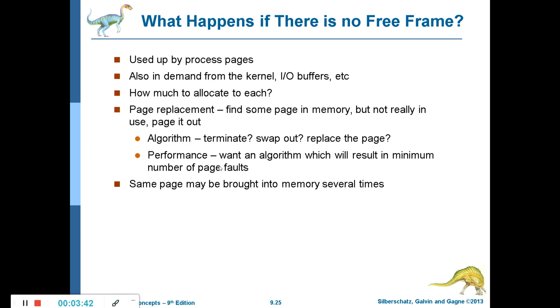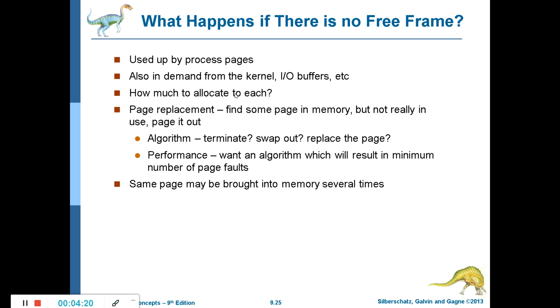Next we will see what happens if there is no free frame. We call this situation a page fault. What happens if there is no free frame? Frames are used up by process pages, and also in demand from the kernel, input output buffers, etc. How much to allocate to each? Well, that is the question. If there is no free frame, then you have to swap out a page with a new page. That is the only solution we have.